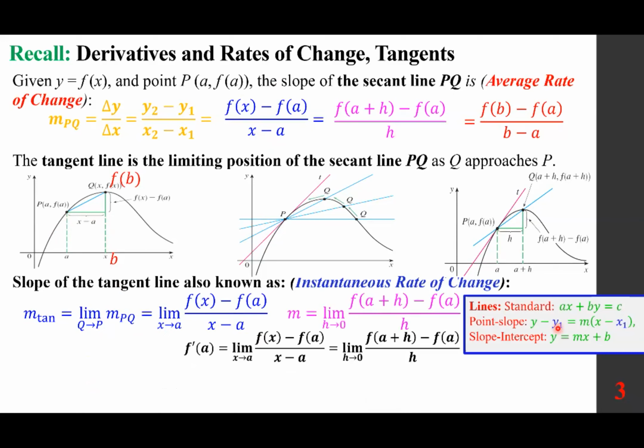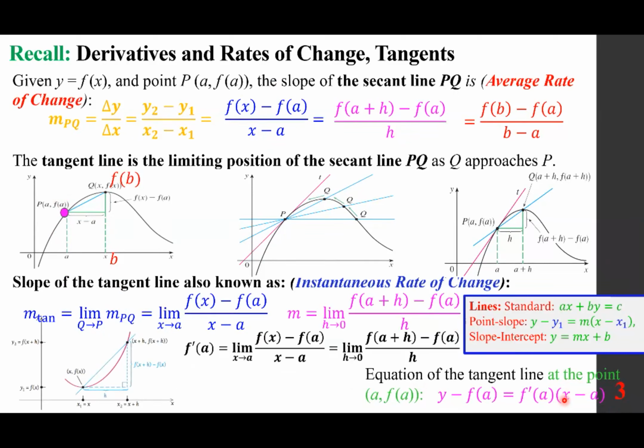We have different ways of writing formulas for lines. If we use the point slope, and we use this pair a comma f of a, it gives rise to the formula for the tangent line. In general, we use the differentiation formula. f prime of x is the limit of f of x plus h minus f of x over h as h approaches 0. That's the definition.